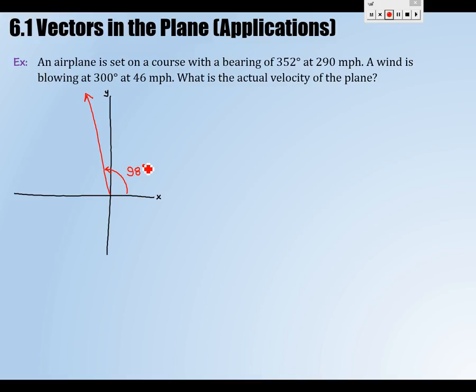Okay. Number 2, go. Yeah. I actually have a question. The wind blowing at 300 degrees, is that from standard position or bearing? Bearing, sorry, I should have said that. All right, so let's do that too, assuming that this is also given as a bearing. Oh, sorry, I should have labeled this. This is 290 miles per hour. So we're considering that the length of this vector, the magnitude, right? 290 miles per hour. That's the airplane vector.